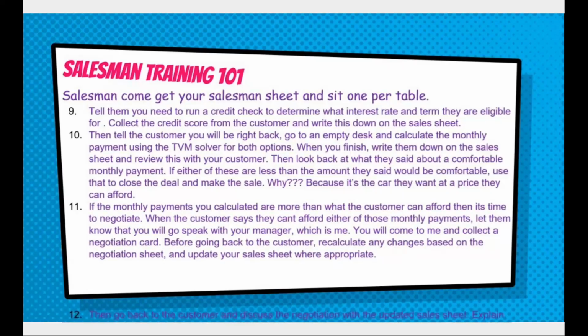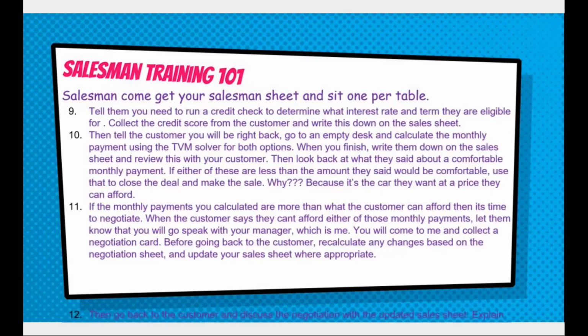If, on the other hand, the monthly payment you calculated was more than what the customer can afford, then it's time to negotiate. With cars, there's some negotiation sometimes. When the customer says they can't afford that, because I've instructed them to say that, let them know that you will go speak with your manager, which is me, and I will give you a negotiation card. Before going back to the customer, you need to do any necessary recalculations. Based off of this, you might have something like, we'll give you an extra $2,000 towards your trade-in value.